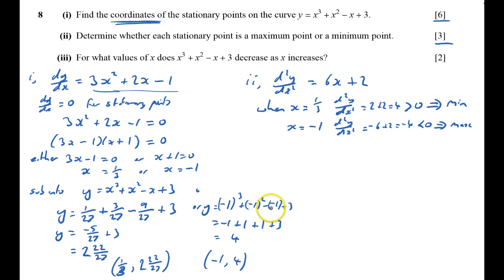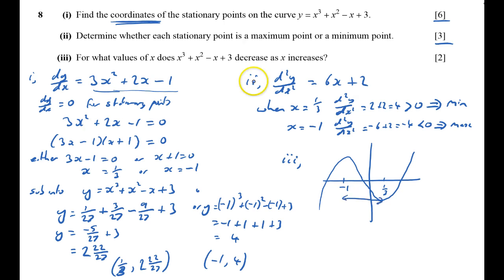And finally, for what values of x does it decrease as x increases? Well, that's when it's got a negative gradient. Well, personally, I'd actually draw a sketch. There are other ways of doing this. So when it's minus 1, we have a maximum, and when it's a third, we have a minimum. So it's going to go up to the maximum, something like that. So where is it going to be decreasing as x increases? All the way from there to there, because it's going down there. It's decreasing as x increases.